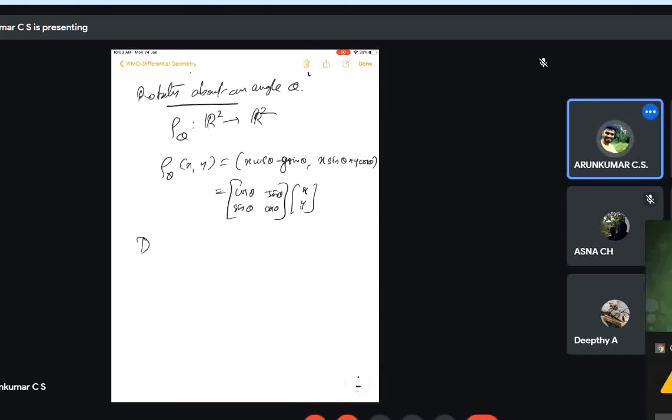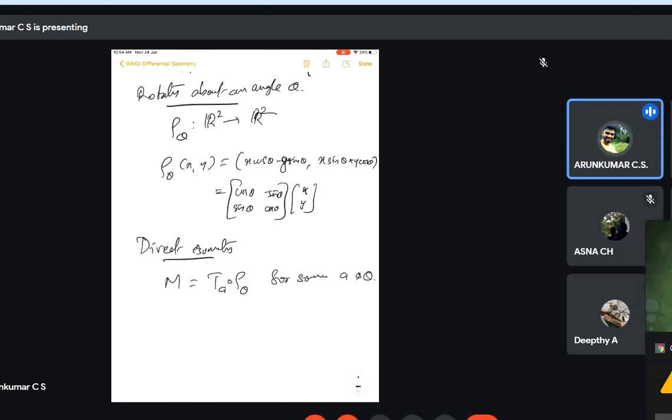So, direct isometry, the definition, which is denoted by M, is equal to T_A composed with rho theta for some A and theta.